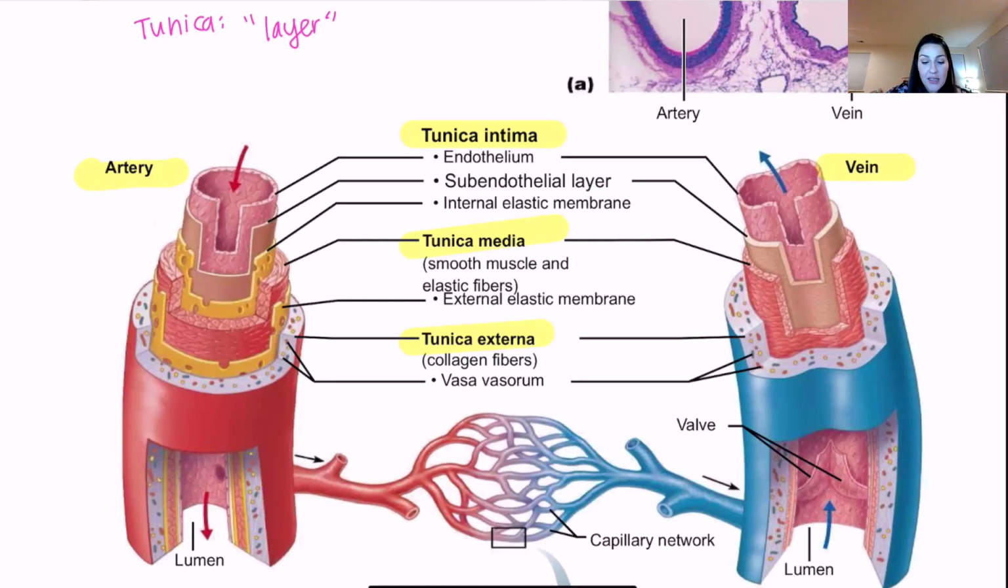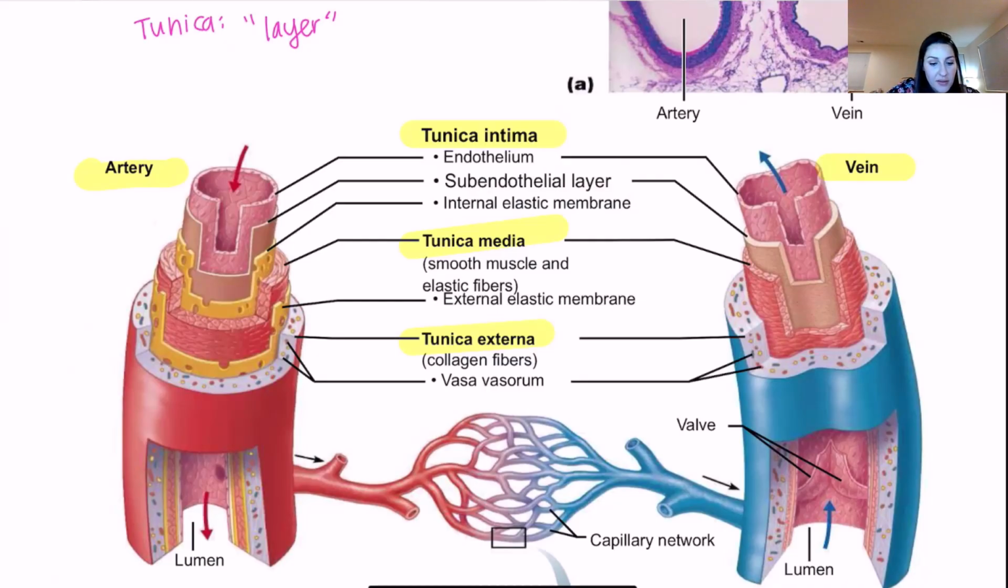What the tunica intima consists of is a bunch of endothelium. Endothelium we've learned about before. I told you it would come back, and it did. It's simple squamous epithelium, and then there's some connective tissue to stick it all together. There's an endothelial layer and an elastic membrane, which is just connective tissue. So there's an inside layer, tunica intima, the intimate layer, because it's intimate with the blood.